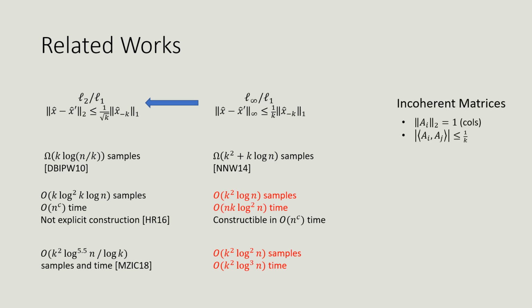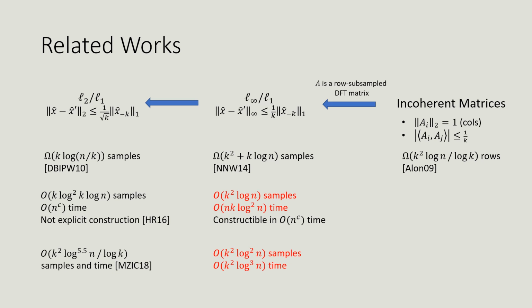Closely related to the Fourier sparse recovery problem is a combinatorial object called incoherent matrices. In an incoherent matrix, each column has unit length, and every two columns have inner product at most 1 over k. It is known that an incoherent matrix must have at least omega of k squared log n over log k rows.